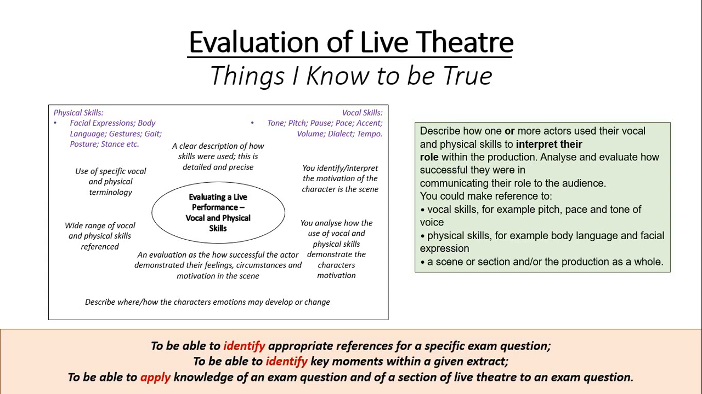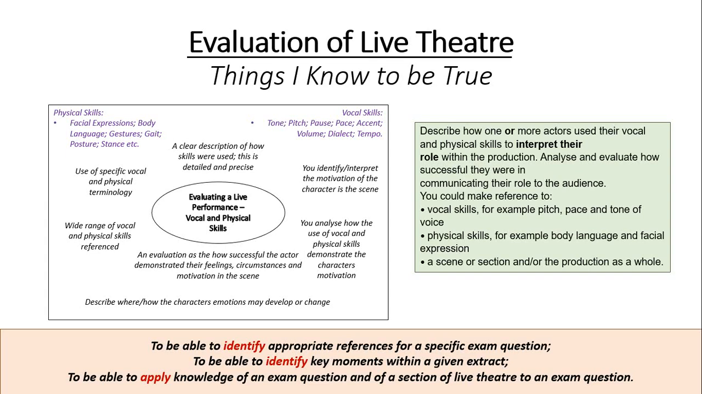So make sure that instead of just saying 1 or 2, if we are focusing on a particular section, you need to be saying that they were using pitch, they were using tone, they were using this type of body language on just one kind of minute key moment. You need to evaluate how successful the actor was in demonstrating their feelings, their circumstances, your interpretation, how well they did that to the audience. Describe where and how the character's emotions may be developed or changed as the scene went on. You need to identify and interpret the motivation of the character in the scene.